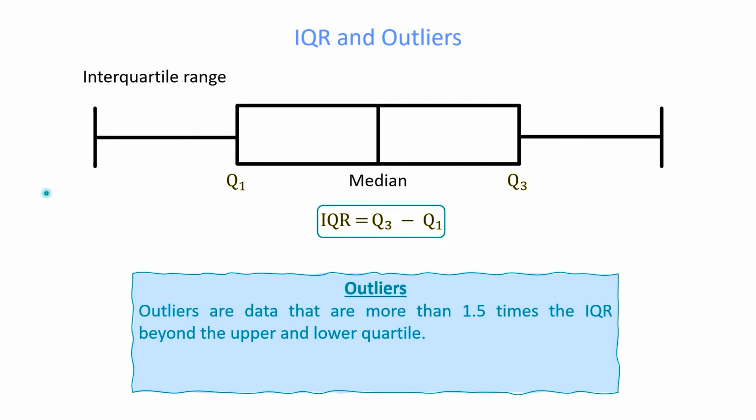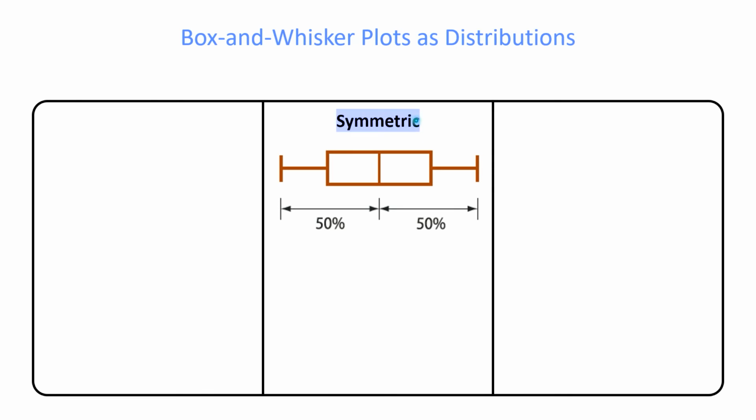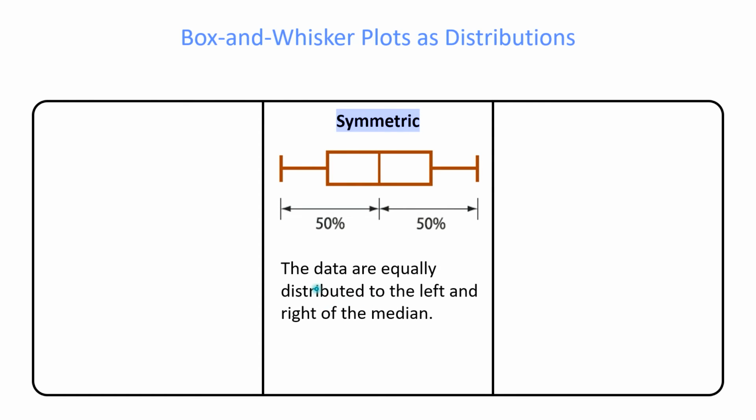classed as an outlier. Now, all outliers should be plotted, but the whiskers should be drawn to the least and greatest values that are not outliers. Now, imagine we have an outlier here. This whisker here should be the greatest value in your data set, which is not an outlier. Say the outlier was here, then this whisker should be the least value in your data set that is not an outlier. So now what we have here is a symmetric distribution, and the data are equally distributed to the left and right of the median.